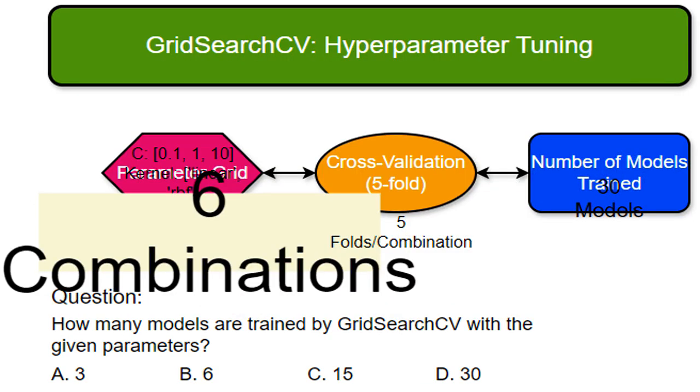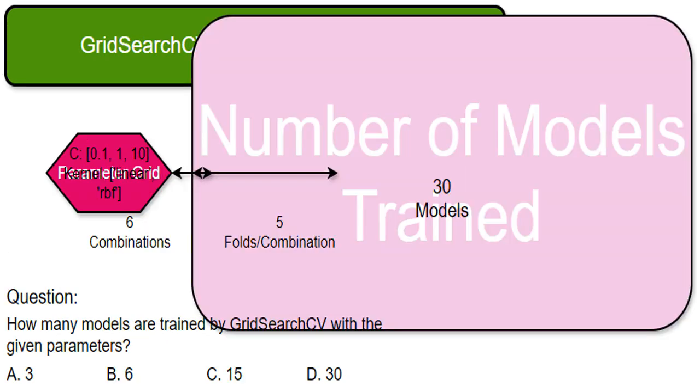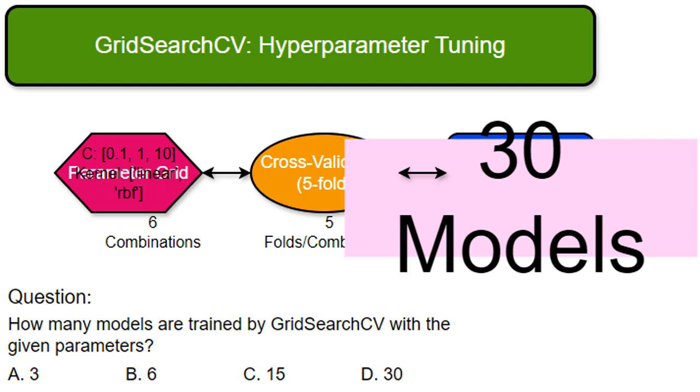I have 3 choices for C and 2 choices for the kernel, giving me 3 multiplied by 2, which equals 6 unique combinations of hyperparameters to test. For each of those 6 combinations, I'm doing 5-fold cross-validation. That means I'm training and evaluating each combination 5 times. Because I have 6 hyperparameter combinations and 5 folds of cross-validation per combination, I'll train a total of 6 multiplied by 5, which equals 30 different SVM models. That's a lot of training.